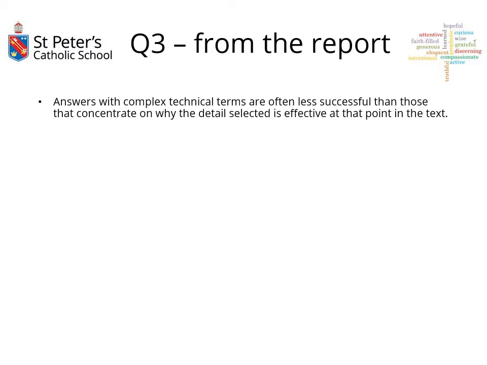So the examiner's report tells us that answers with complex technical terms are often less successful than answers that just tell us why the thing you're writing about is effective at that point in the text. Don't make this more difficult than it needs to be. A lot of revision guides and a lot of videos online will tell you lots and lots of fancy terminology for structure, very little of which is often very helpful. So really keep focused on what it is you can say about how it's been organised. No one's looking for ridiculous terminology. Shift, focus, change, they're all terminology for this question. That's how you can still hit that third bullet point.